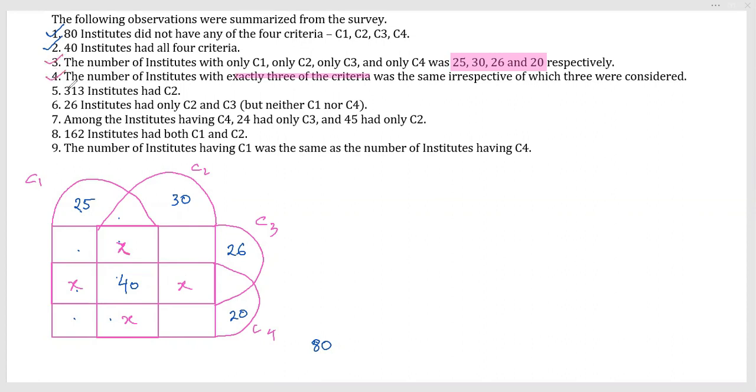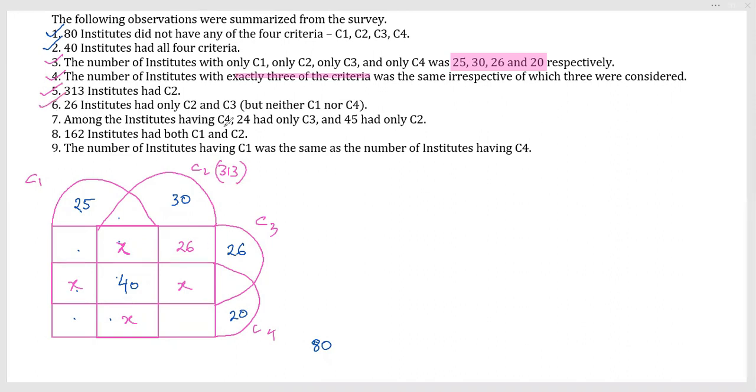3, 4 done. 313 institutes had C2. C2 is 313 here. 26 institutes had only C2 and C3, but neither C1 nor C4. This is the segment for C2 and C3, and 26 institutes had this one. So 26 is here, which is C2 and C3 only, not C4 and C1.